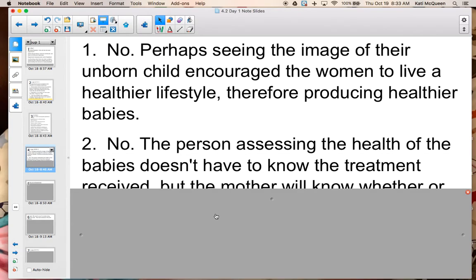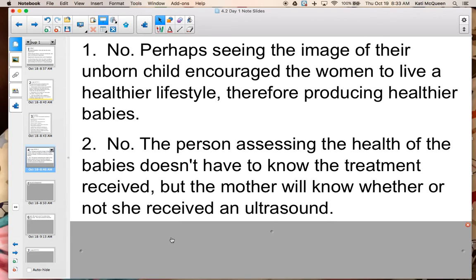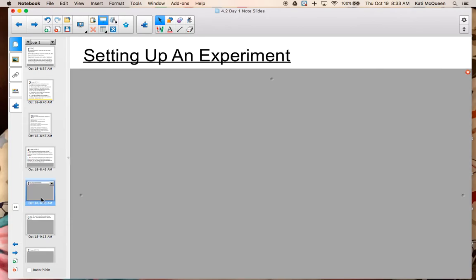All right, the second one then, was this double blind? Nope, definitely not double blind. I'm thinking about both people here: the subject and whoever is measuring the overall health of the baby in the end. The person assessing the health of the baby would not have to know whether or not the mother had an ultrasound. But the mother is definitely going to know whether or not she had an ultrasound. So this could not be double blind. We would say this is single blind.